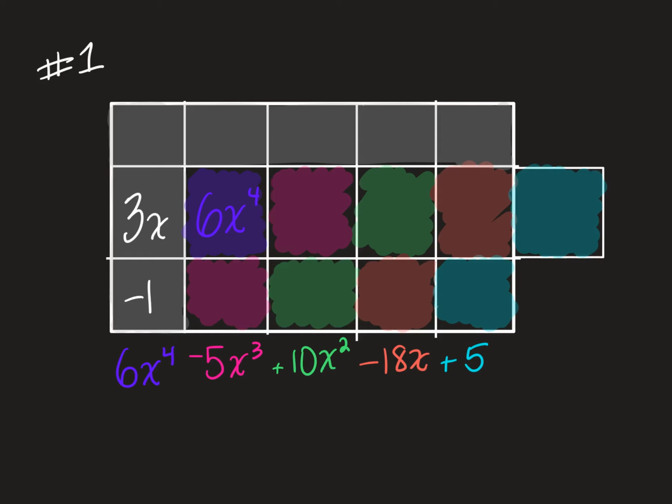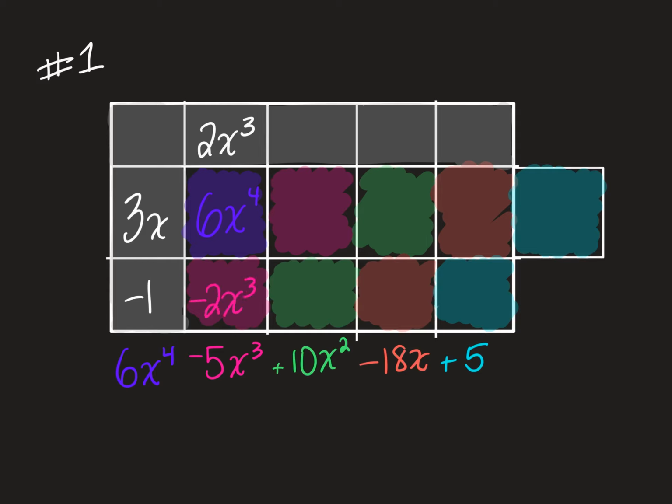All right, so let's go ahead and talk about this one. I've got it all set up with the table, and I've put the elements in where they belong. So we have to ask ourselves, what are we going to multiply 3x by to get 6x to the fourth? And we know that's going to be 2x cubed. Once we put that in, the 2x cubed, we can multiply by -1 to get -2x cubed.